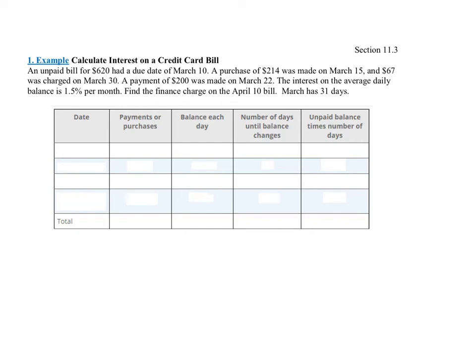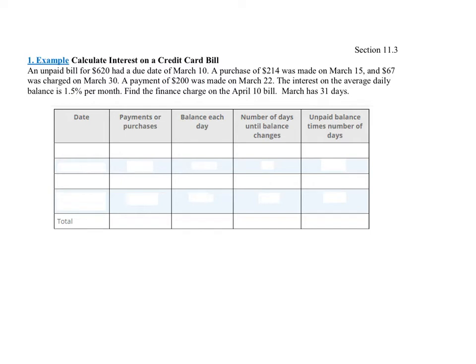Alright, so now let's do our own example of this credit card. It says an unpaid bill for $620 had a due date of March 10th, a purchase of $214 was made on March 15th, and $67 was charged on March 30th. A payment of $200 was made on March 22nd. The interest on the average daily balance is 1.5% per month. Find the finance charge on the April 10th bill. Then I just wanted to remind you, March has 31 days.